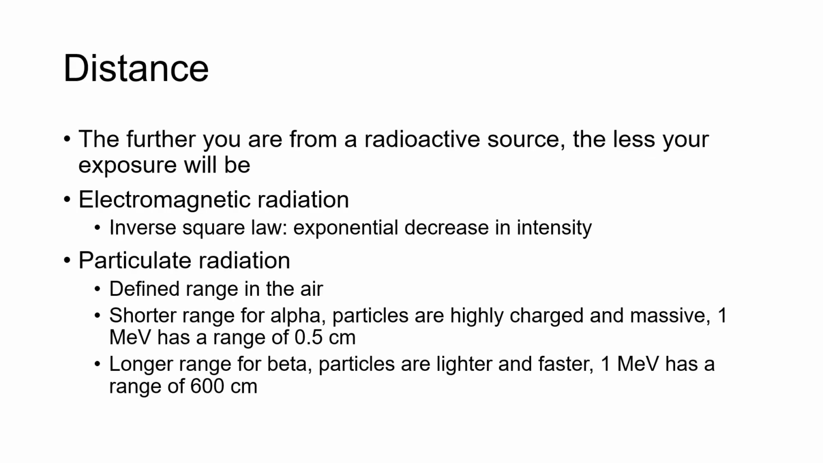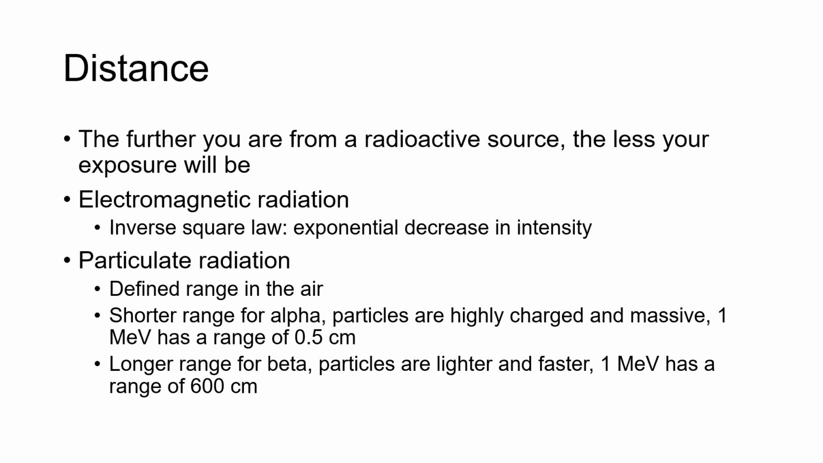We can also use distance as a control measure. So the further away you are from a radioactive source, the less your exposure will be. For electromagnetic radiation, which again is gamma and X-rays, the inverse square law applies. This means that there will be a decrease in intensity, so it gets less and less the further away you go, but it never goes quite to 0.